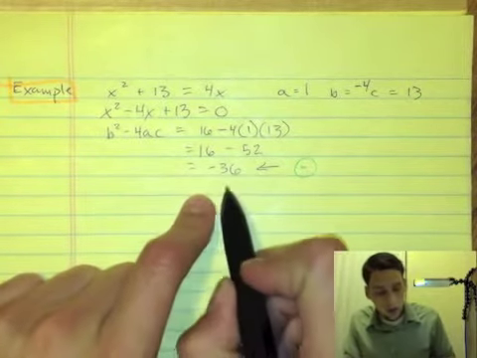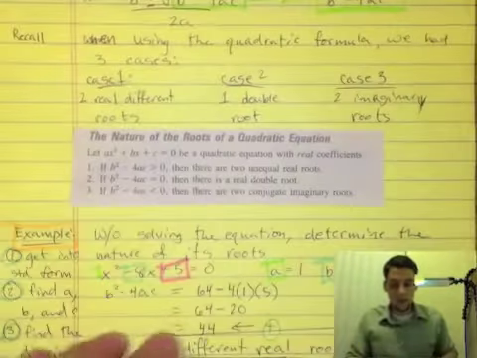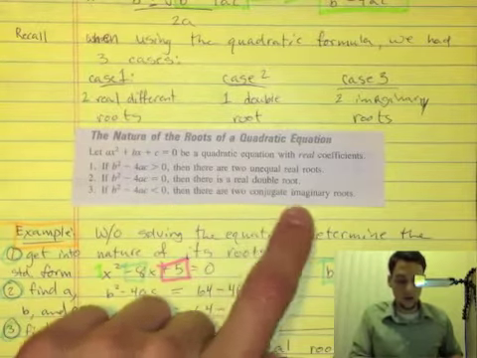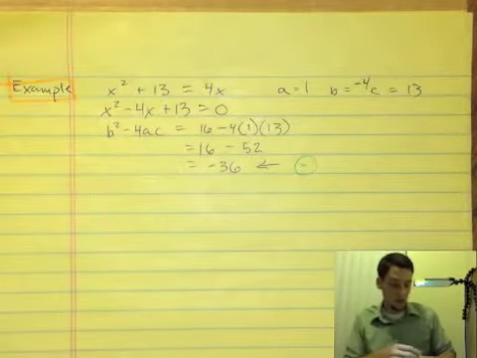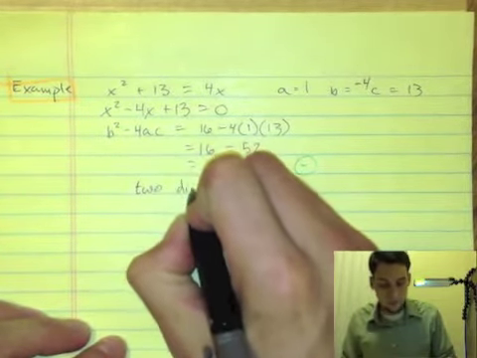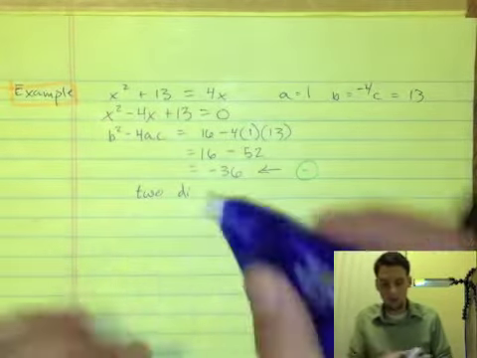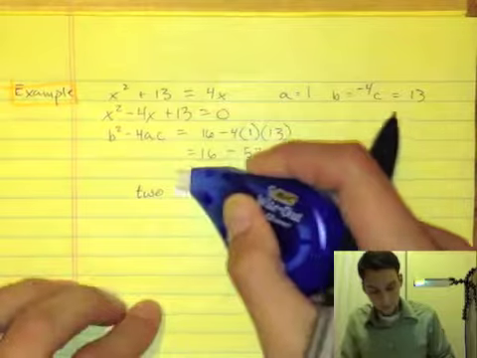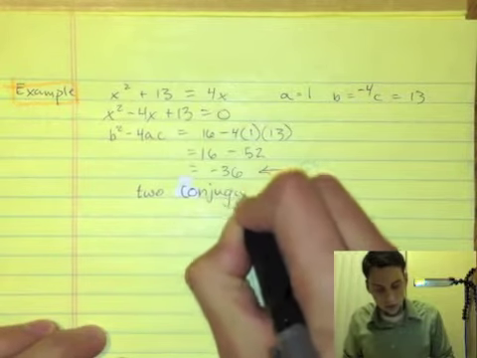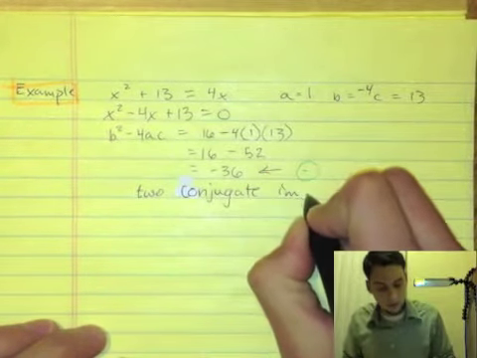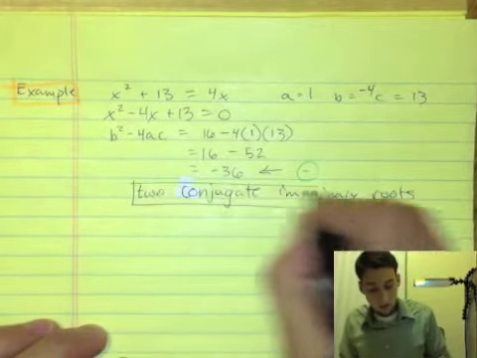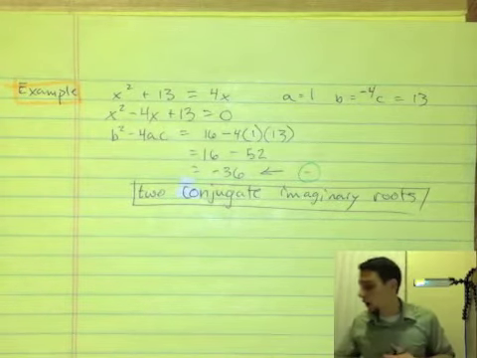Since this was a negative number, what does it say about our discriminant? Our discriminant was negative, less than 0. So there are 2 conjugate imaginary roots. So that's our answer. I'll write that: 2 conjugate imaginary roots. And that's the nature of our roots. It describes what kind of roots we'll have.